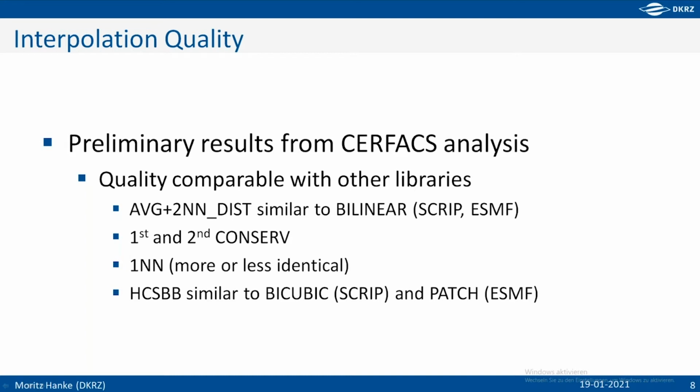They compared different methods listed here. So they compared the bilinear interpolation from SCRIP and ESMF with our average combined with a 2 nearest neighbor with distance weighting. Then they compared first and second order conservative interpolation, a 1 nearest neighbor interpolation, and the higher order methods from each of the libraries. And for all tests, YAC performed quite well. There were a couple of minor problems which were fixed quite easily, and now it's comparable to the other libraries in all aspects. Basically, yeah.